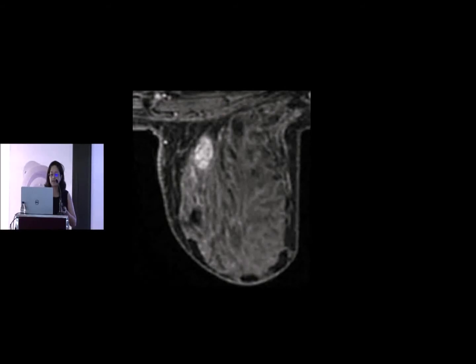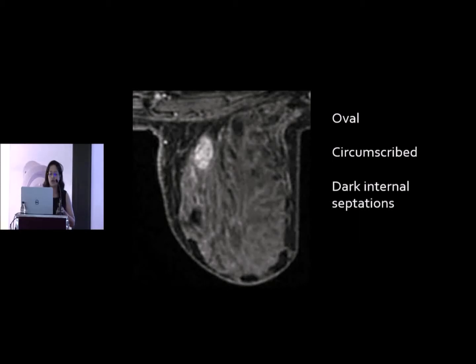What about this mass shape? Oval, margins circumscribed. And do you see anything specific in this lesion? Septations, and this is a T2 weighted image, and these are dark internal septations. This is often seen in fibroadenomas, but not always, but commonly. If everything else fits into fibroadenoma, we'll call it a fibroadenoma.